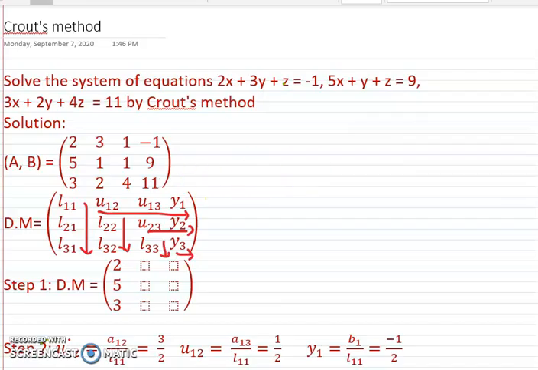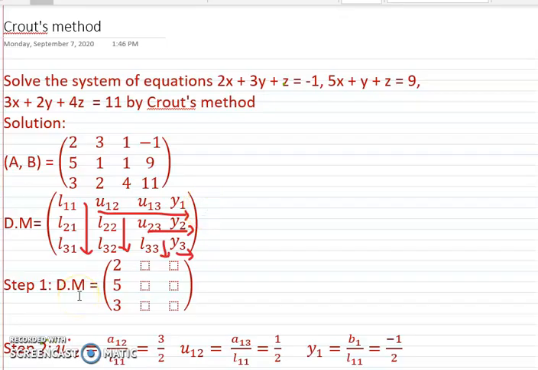Next we form the derived matrix. The derived matrix is of the form L11, L21, L31, U12, L22, L32, U13, U23, L33, Y1, Y2, Y3. This consists of a lower triangular matrix and an upper triangular matrix and the right hand side values.